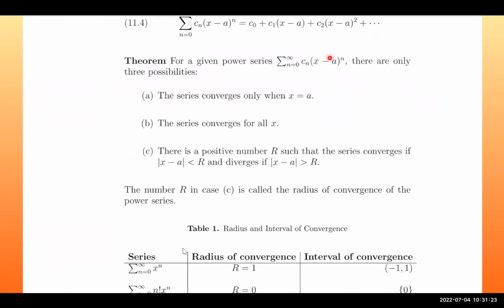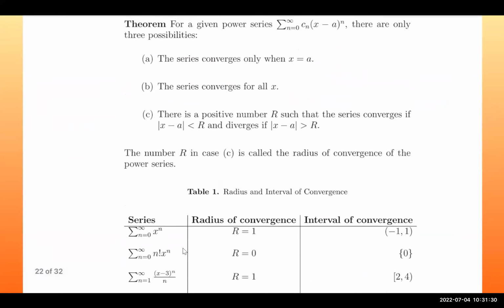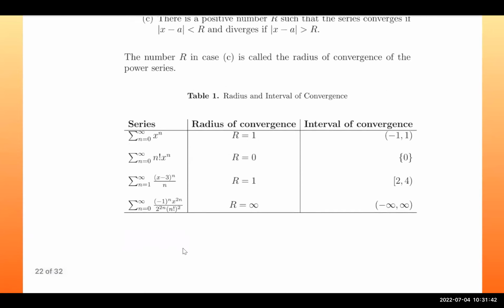The series can converge only when x is equal to a, that is, when this is 0, or the series converges for all x, or the third possibility is that there's a positive number r such that the series will converge when the absolute value of x minus a is less than r and diverges when it is greater than r. So they give us a few examples, four examples, with the corresponding radii of convergence and their corresponding intervals of convergence.